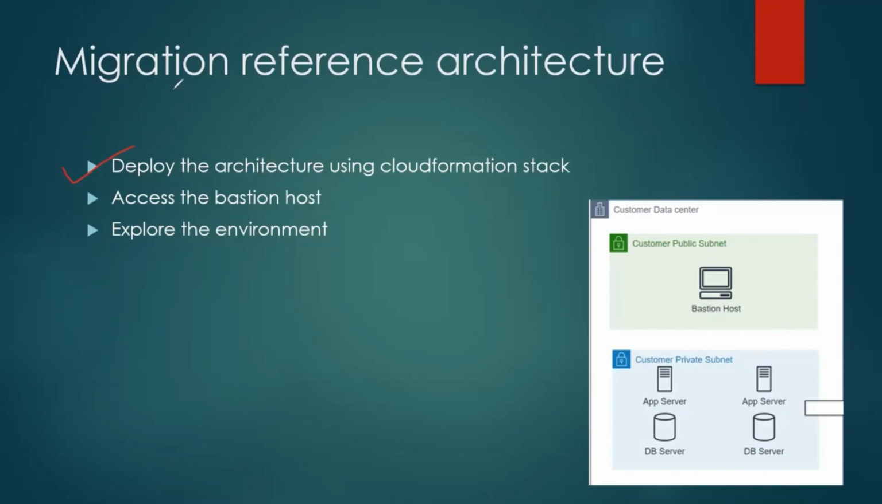So that's normal. So we have accessed our Bastion host and explored our environment. So we tried to access these applications using the URLs. So this is WordPress and this is OpsWiz application. So using this, we tested our environment. So everything is working fine. So let's move forward.